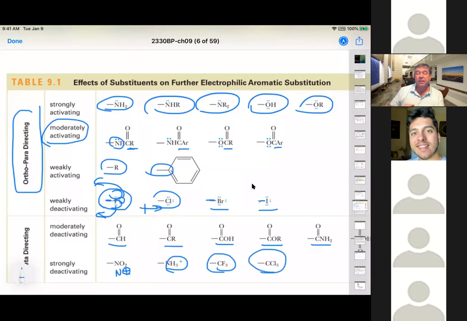Okay. So when in doubt, look for your lone pairs or a nonpolar bond. Those tend to be ortho-para directors. Anything with a carbonyl or a partially positive charge on it is a deactivator, meta director. Okay, questions on ortho-para direction, meta direction, and activators versus deactivators?